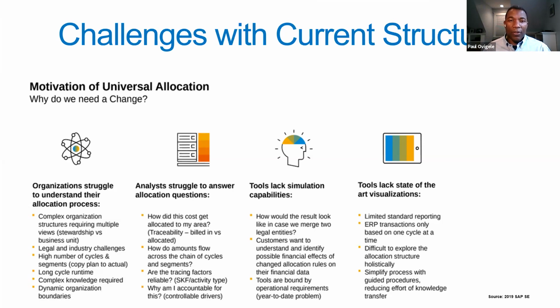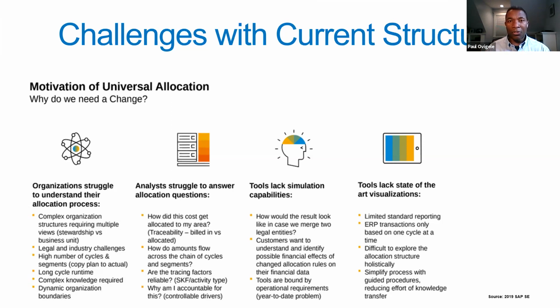Then the third thing is lack of simulation capabilities, right? So if certain things happen in your organization and you want to say, okay, if the business structure changes, what would the allocation look like? Now, this is obviously difficult in ECC because in general, simulation ledgers or simulation capabilities don't really exist as standard in ECC. So it's hard to get any kind of simulation. So universal allocation helps with that.